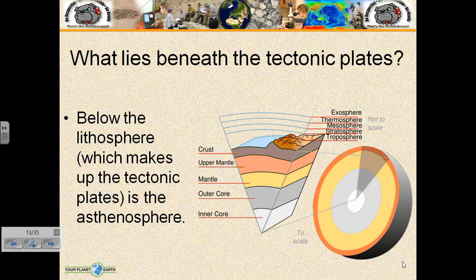What lies beneath the tectonic plates is an area that causes them to move. Below this is a plastic-like area called the asthenosphere. The asthenosphere is located in part of the upper mantle, and it helps provide movement of the tectonic plates.